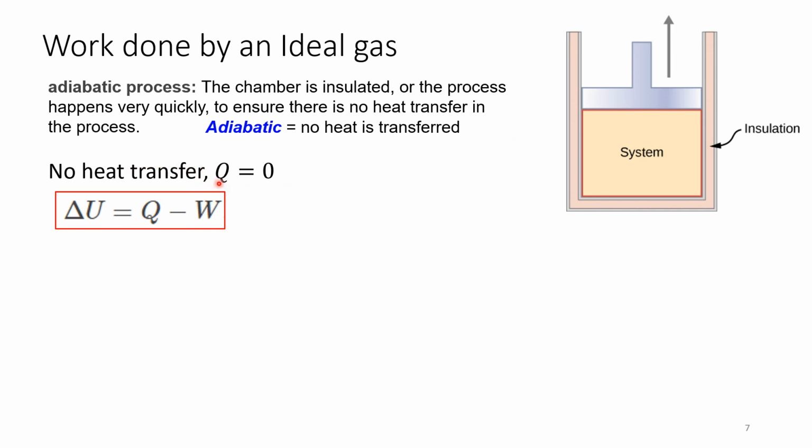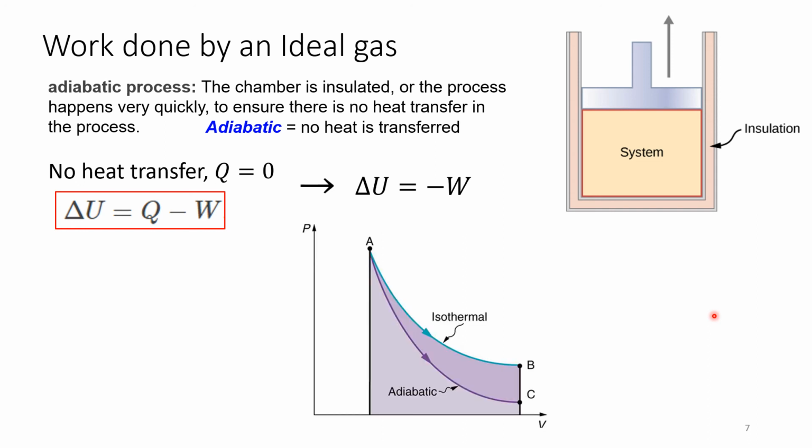Combining Q equals 0, no heat transfer, and the first law of thermodynamics, we have delta U equals negative W, so the internal energy decreases if the gas expands and does some work, and the temperature also decreases. At a specific volume, lower temperature results in lower pressure, so if we compare the PV diagram of the isothermal process and the adiabatic process, the PV curve of the adiabatic process is always below that of the isothermal process.